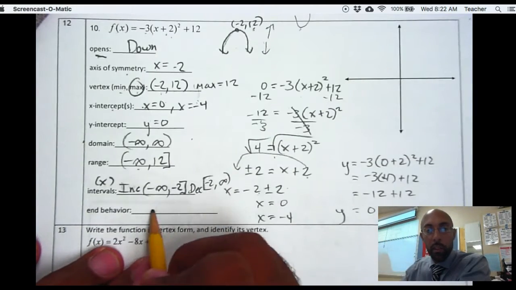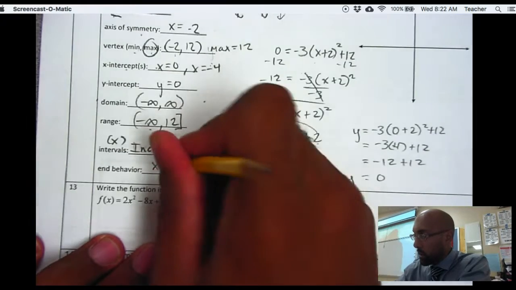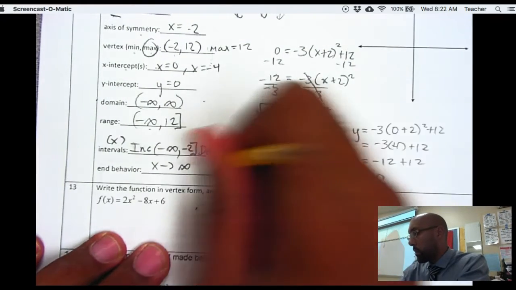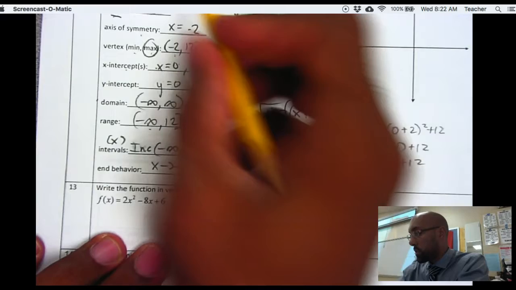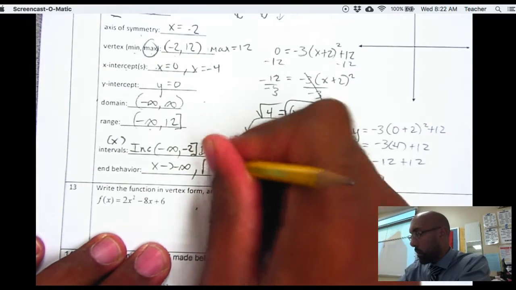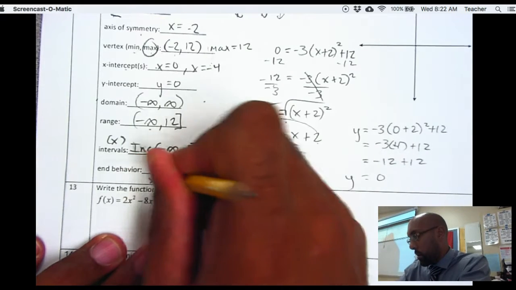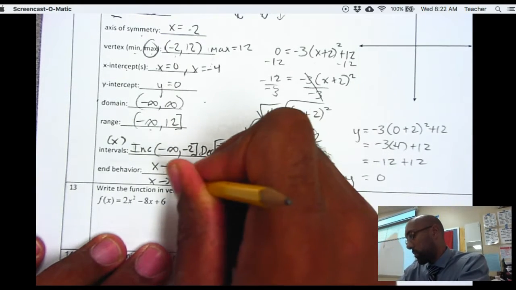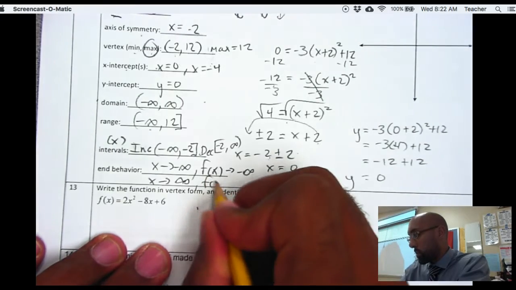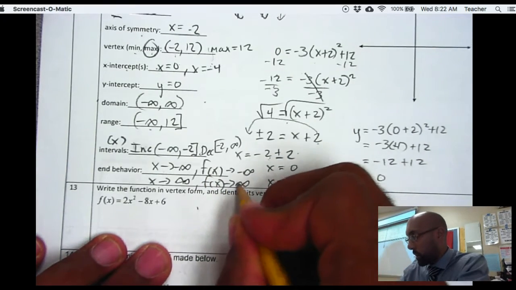The end behavior, again, is just like the other page. As x approaches negative infinity, which is to the left, it's going down. So f of x is approaching negative infinity. As x approaches positive infinity to the right, it's doing the same thing, going to negative infinity.